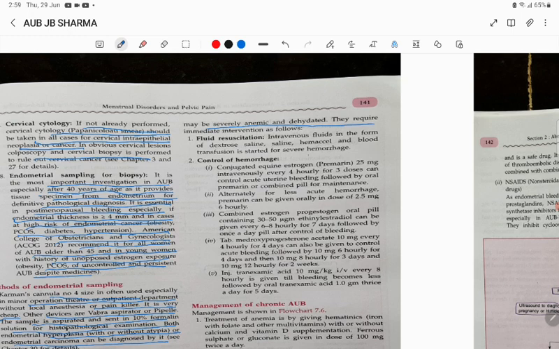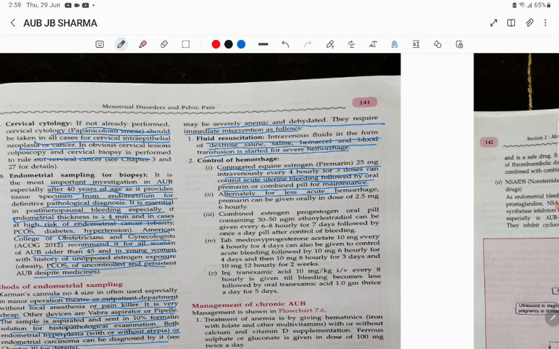Severely anemic, dehydrated patients require immediate fluid resuscitation: intravenous fluids in the form of dextrose saline or normal saline, and blood transfusion in severe hemorrhage. For control of hemorrhage, conjugated equine estrogen, Premarin 25 mg intravenous every 4 hourly for 3 doses, can control acute uterine bleeding, followed by oral Premarin combined for maintenance dose.